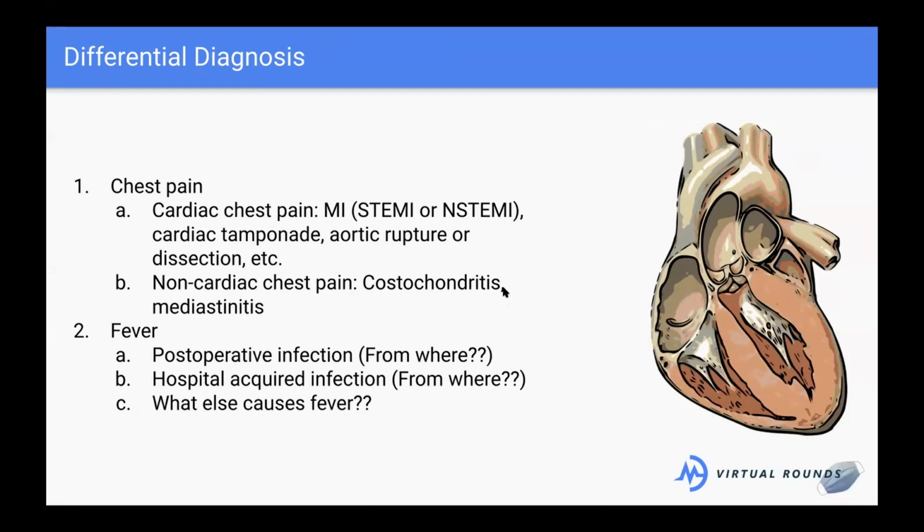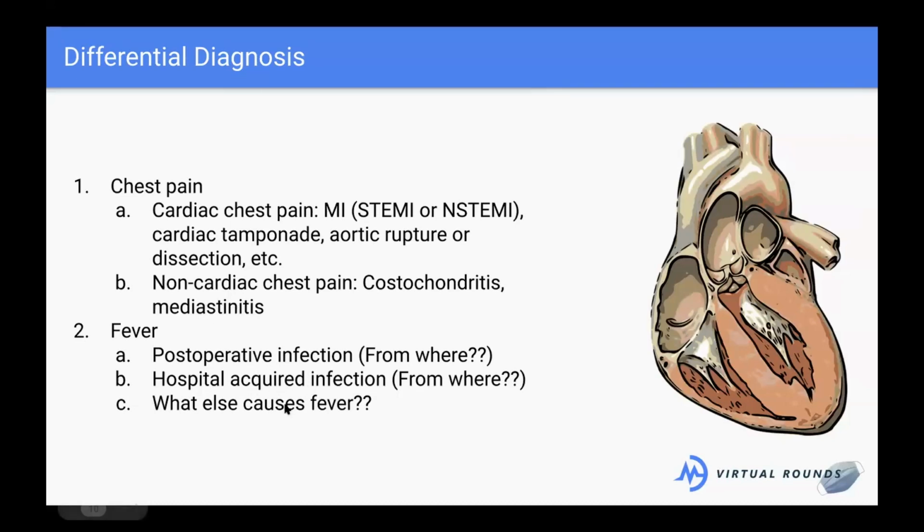And that's typically pain that if you were to press on someone's chest, they would have. We call that reproducible pain. That's when you press it, it comes back. And mediastinitis, the mediastinum is the chest cavity here. If you were to have a deep infection of those tissues, like from the surgery he had, that could also be causing his chest pain.